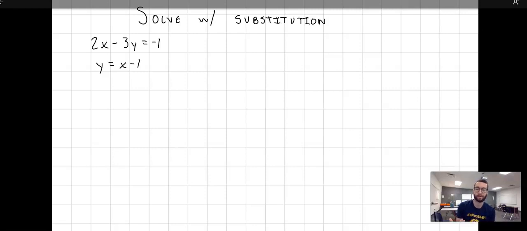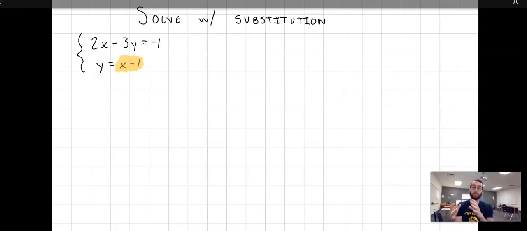Today we're going to solve a system of equations using substitution. So this is without graphing. So here's my system right here. I have 2x minus 3y equals negative 1, and y equals x minus 1. When you solve it, you're trying to figure out what x value and y value works for both. If I look at this second equation, it says y is equal to x minus 1.